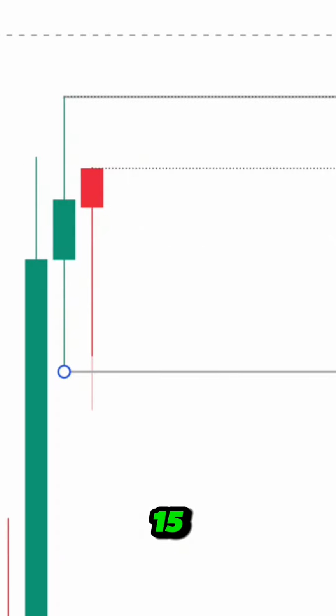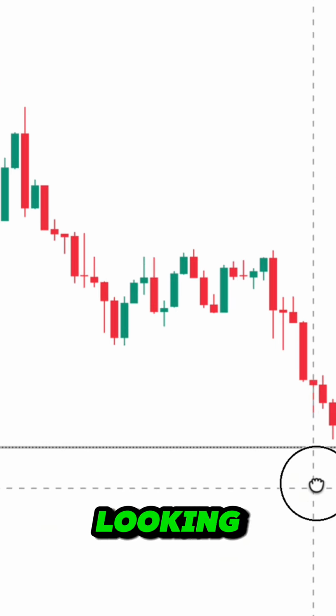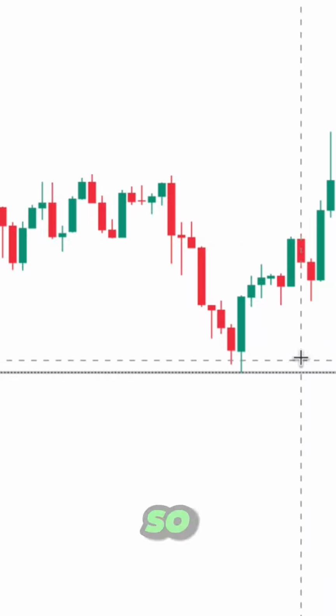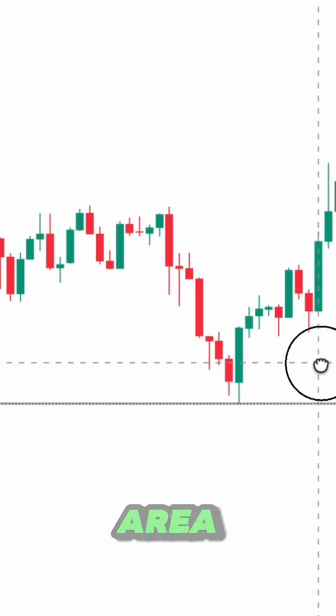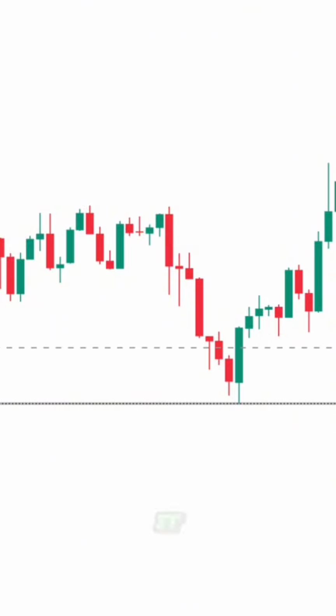I personally use the 15 minutes time frame. So from the daily, I can go down to the 15 minutes time frame. So once we come down to the 15 minutes time frame, what we are basically looking for is order blocks and fair value gaps at the lowest of that point. So we want that to come sweep liquidity around this area or come mitigate our fair value gap or the order block before it starts going up.